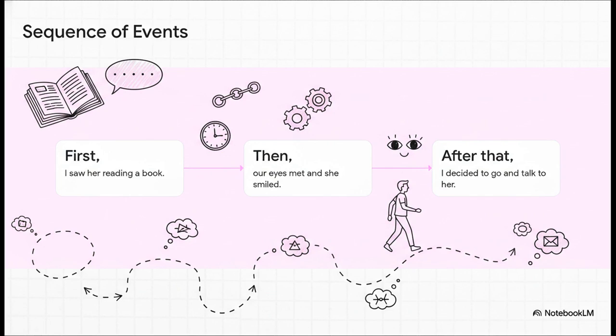First, this happened. Then, this happened. After that, this happened. It's like a recipe. These simple little words, first, then, after that, they create a logical flow. They make everything crystal clear for your reader so they don't have to work to figure out the timeline. They can just kick back and enjoy the ride.